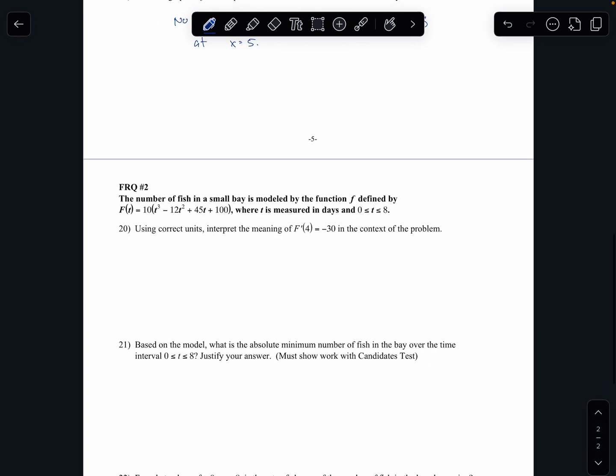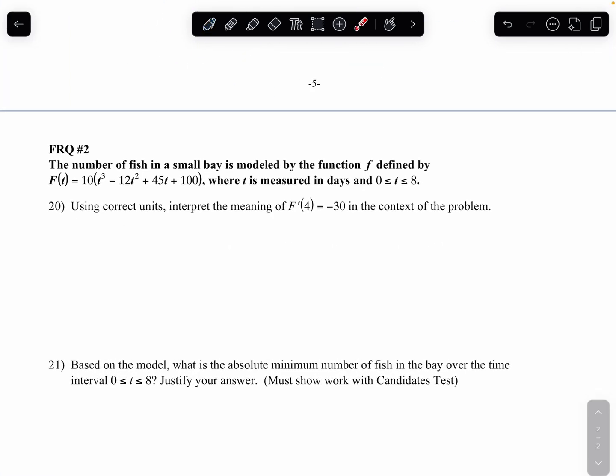For FRQ 2, the number of fish in a small bay is modeled by the function f defined here.